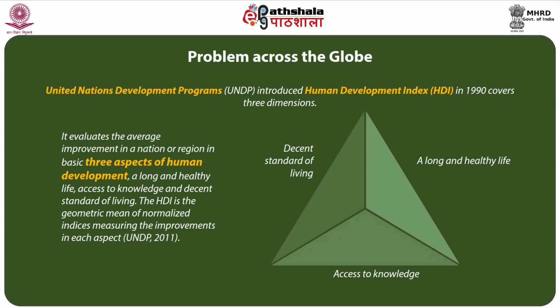UNDP introduced the Human Development Index in 1990, which covers three dimensions. It evaluates the average improvement in a nation or region in three basic aspects of human development: a long and healthy life, access to knowledge, and a decent standard of living. The HDI is the geometric mean of normalized indices measuring the improvements in each aspect.